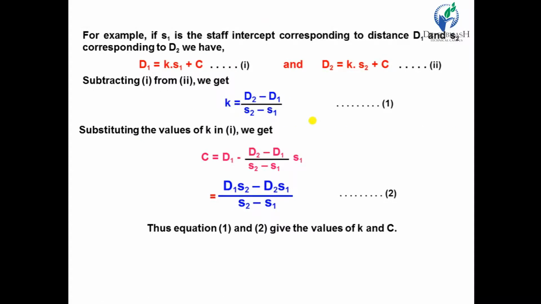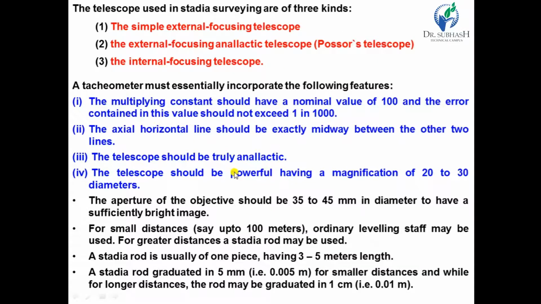Now we get two equations by adopting the different readings D1, S1 and D2, S2. After subtracting 1 from 2, we get the formula K is equal to D2 minus D1 upon S2 minus S1. Substituting the value of K in equation number 1, we get C. So we can get the values of both K and C. We can also put the value of K in our first formula directly, and we can get both values.